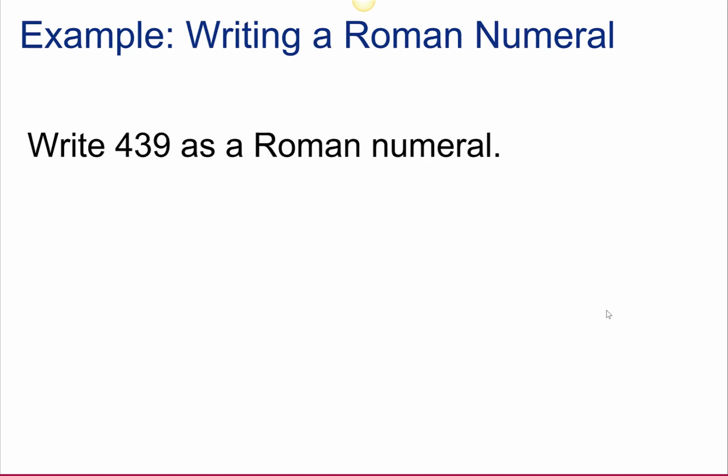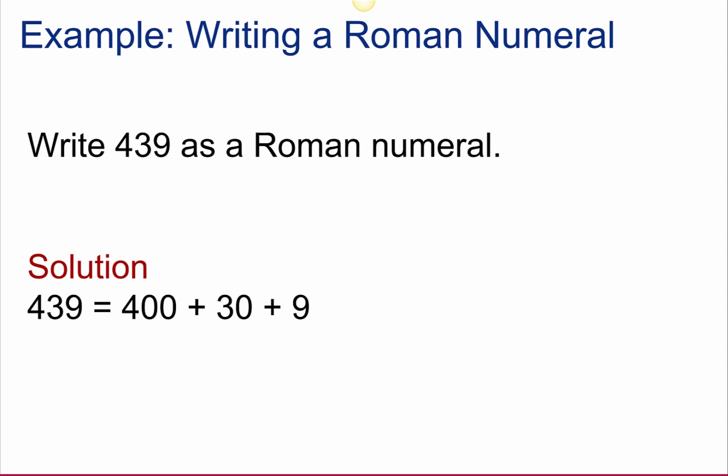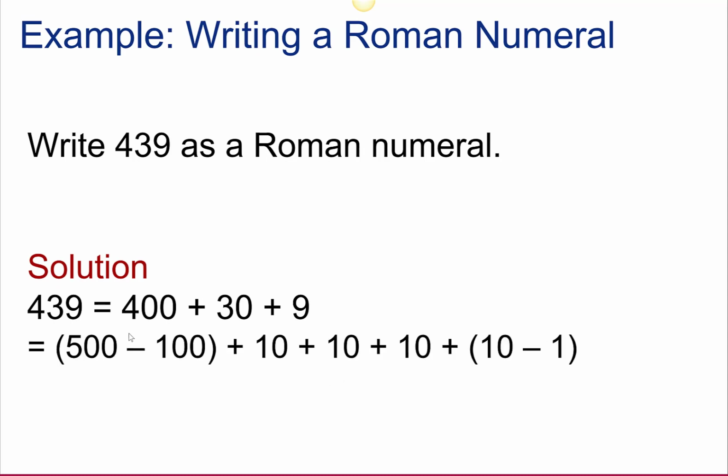Now we're going to go the other way. Let's write 439 as a Roman numeral. So again, break it up into parts, 400 plus 30 plus 9. Now remember, 400 we can write, instead of using 4 of the numerals for 100, we can use the subtraction principle and take it as 500 minus 100, plus 3 tens, plus 10 minus 1 to give us 9. And there's what it looks like in the Roman numeral system.